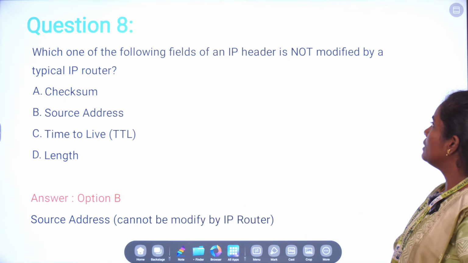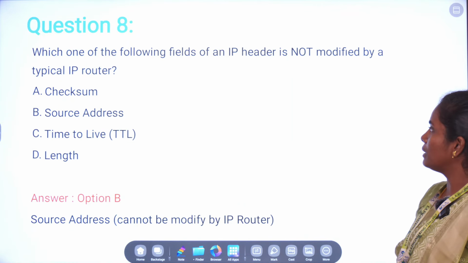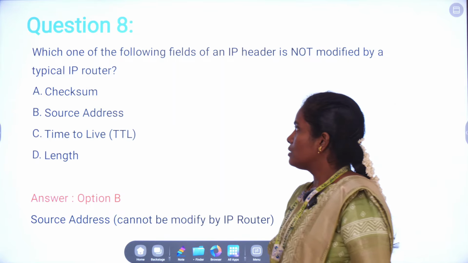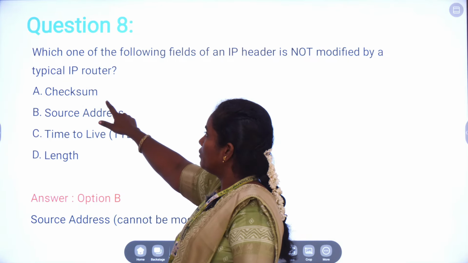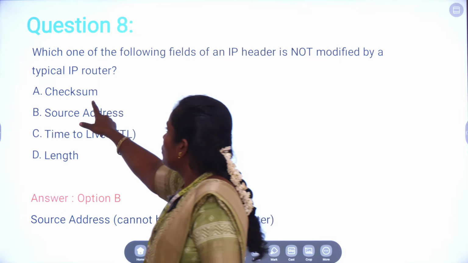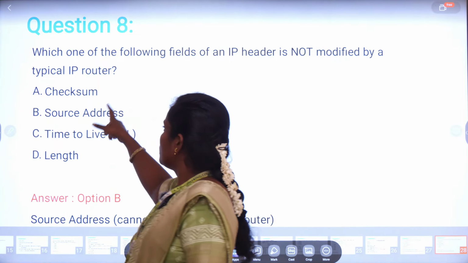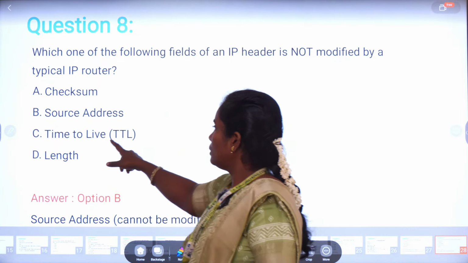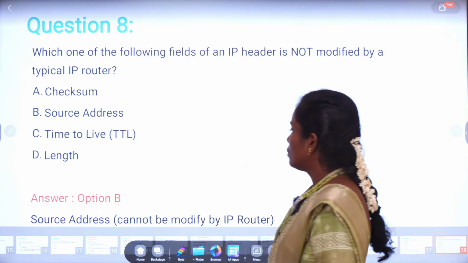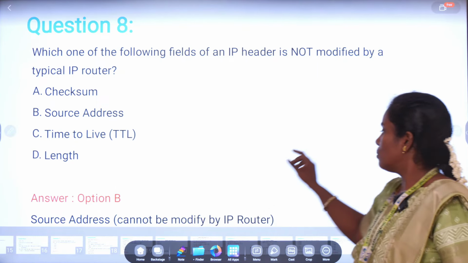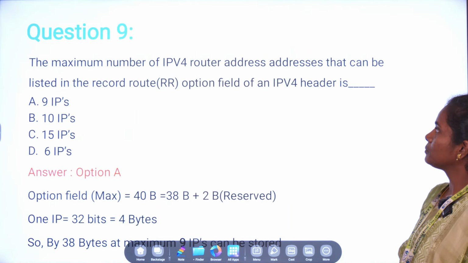Which one of the following fields of an IP header is not modified by a typical IP router? The checksum identifies whether an error occurred in the packets, so it will be modified. Source address will not be modified. Time to live changes at every hop. Length also may vary. So the option is B, the source address cannot be modified by an IP router.